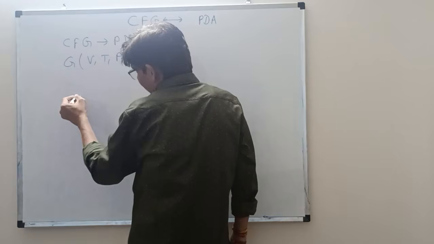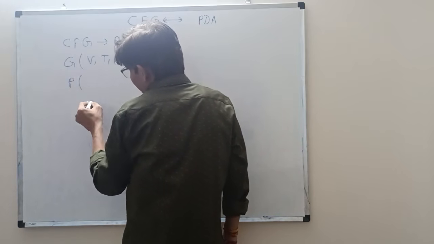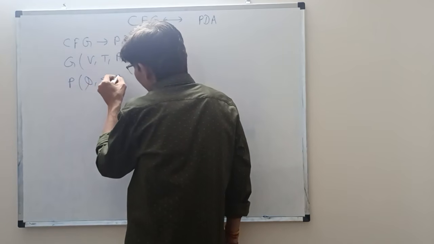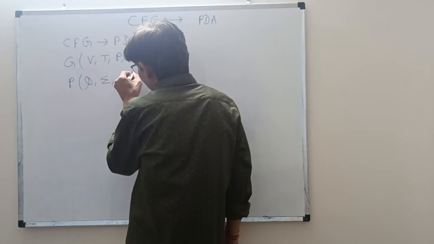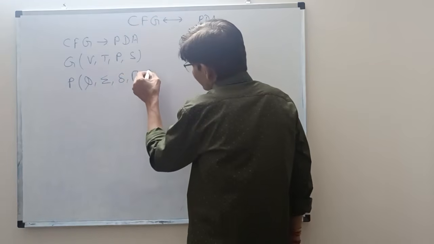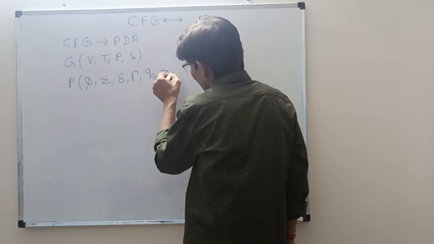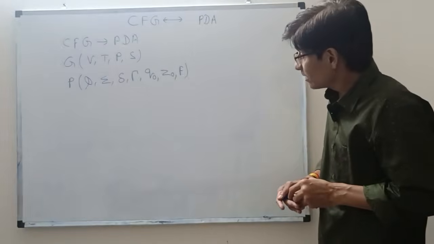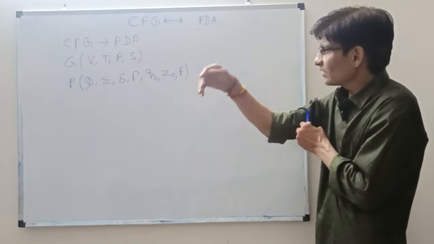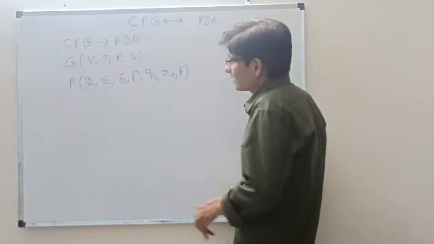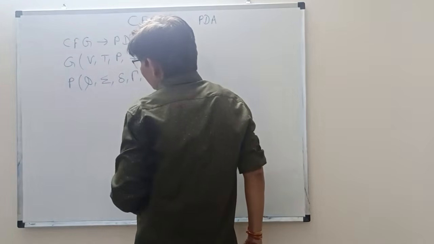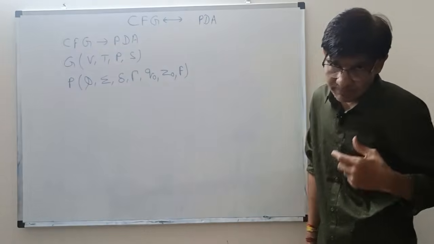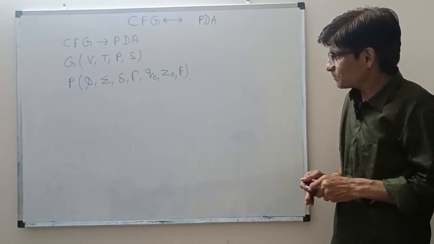And PDA is a mathematical model which has seven tuples. So which are Q, then sigma, then delta, then gamma, then Q0, then Z0, then F. So all these seven tuples we have in PDA. Now, as we are converting CFG into PDA, these four tuples are being converted into these seven tuples. So how this mapping would be done, that I will explain.